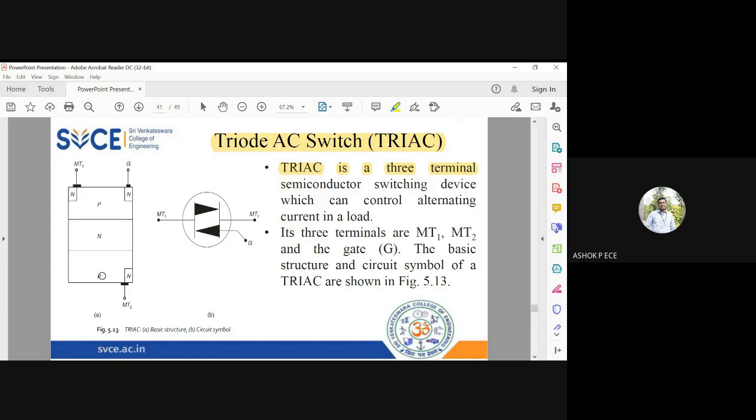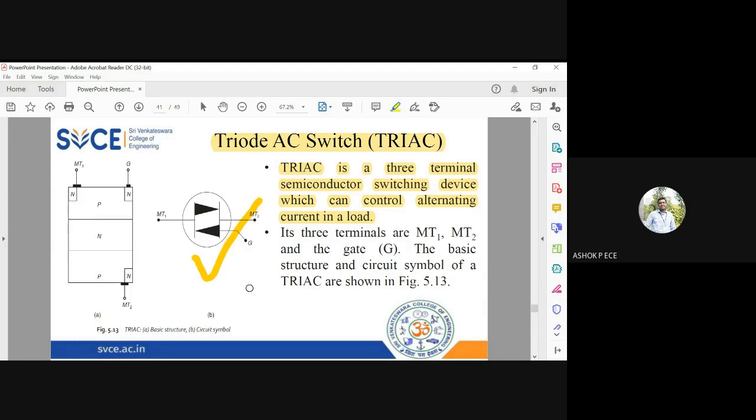So it is a PNP device. So you see it is a PNP device. So on either side of the P region, you have MT1 and MT2 in the separate N region. And in one more N region close to MT1, you will be having the gate. Okay, so this is also a 3-terminal semiconductor switching device which can control the alternating current flowing in the load. The role is just like SCR, but only thing the fabrication is going to be different.